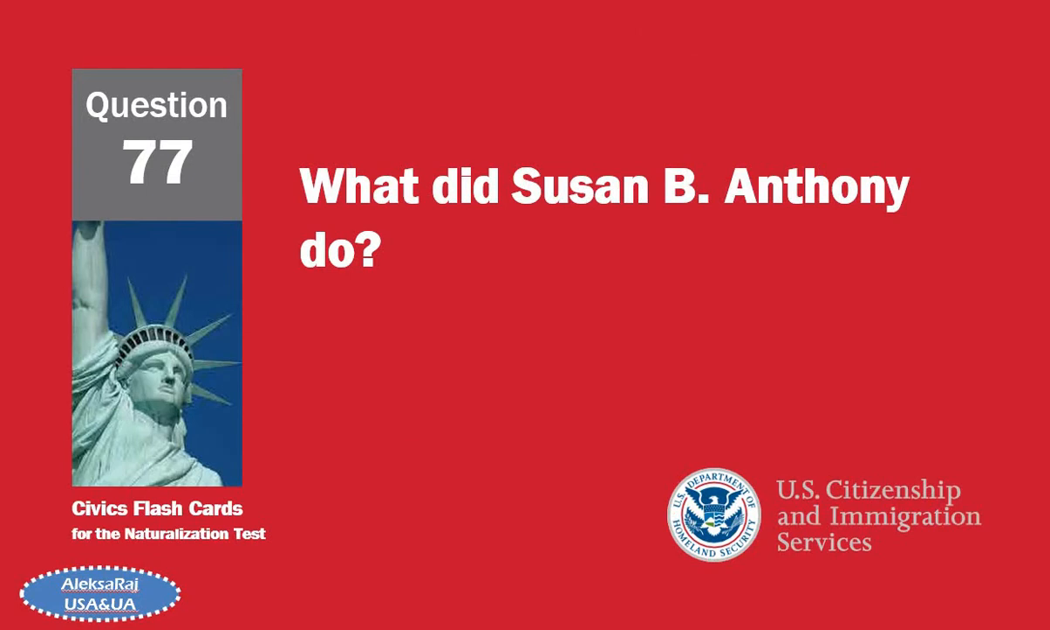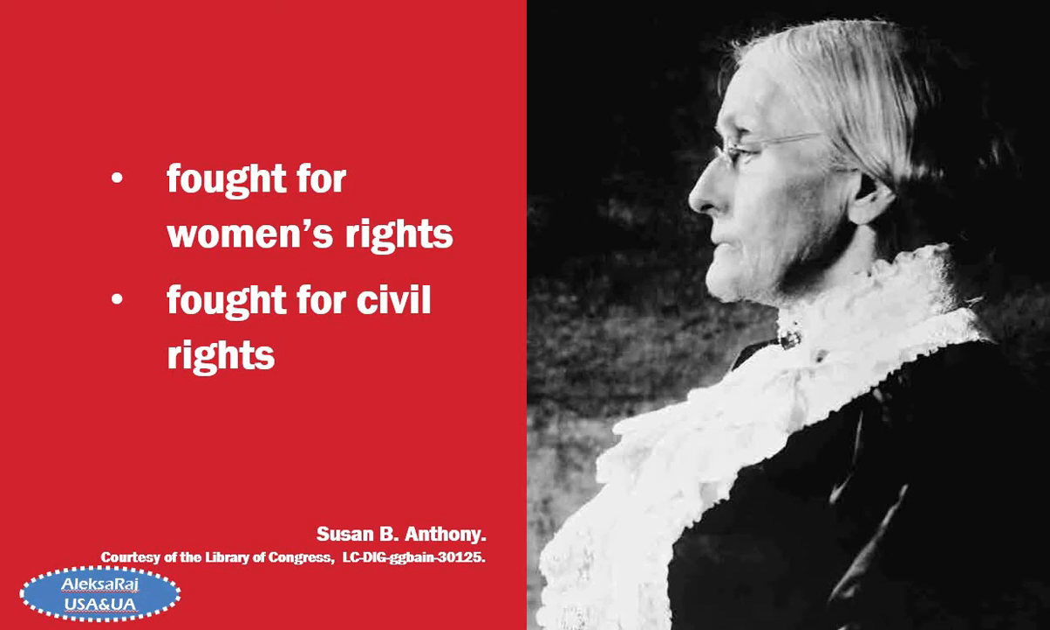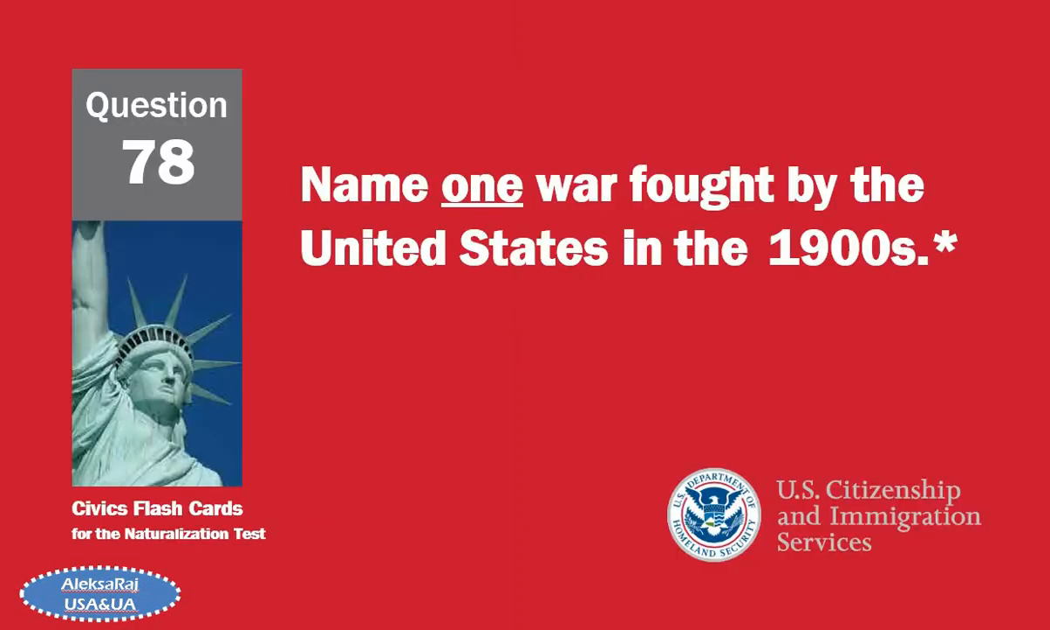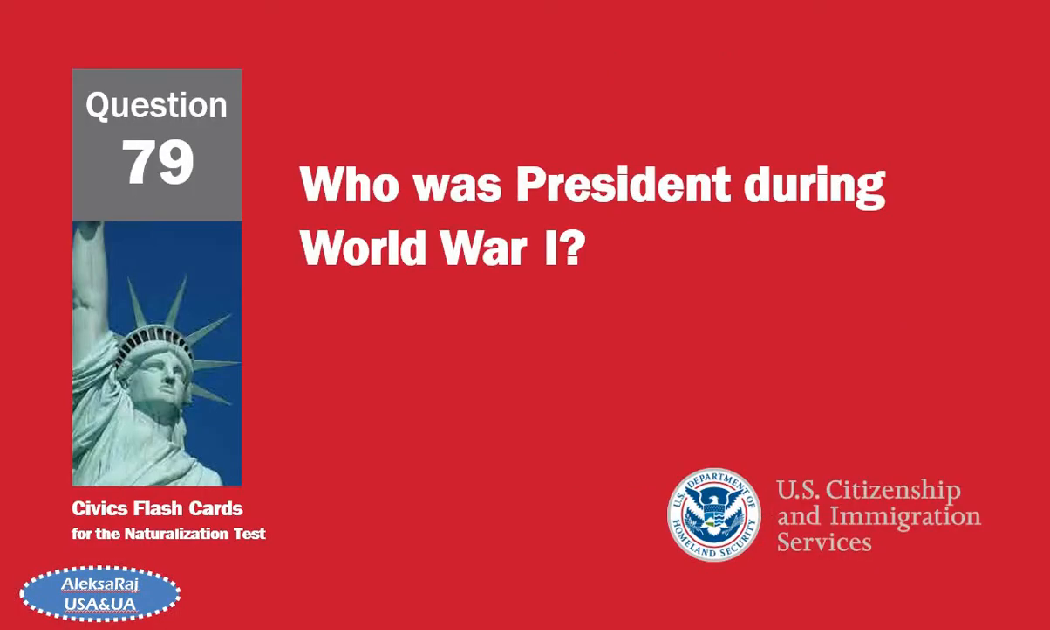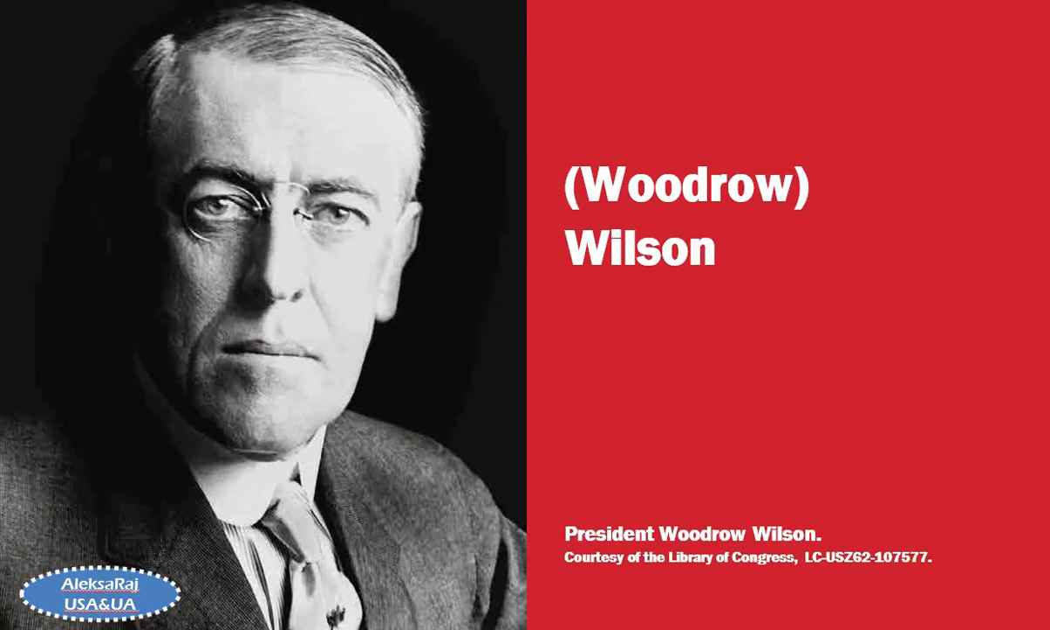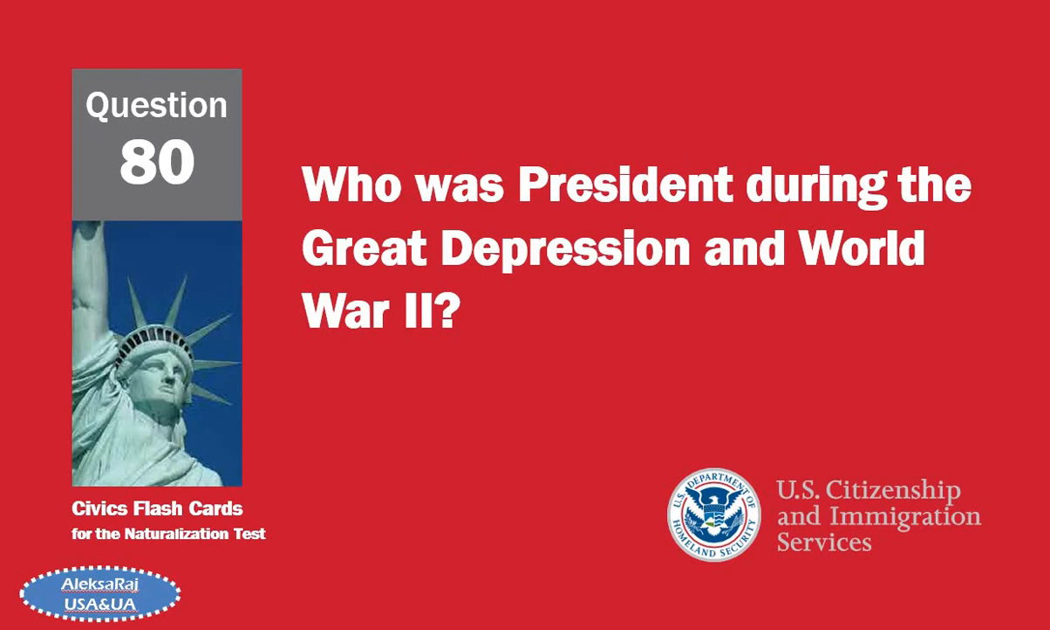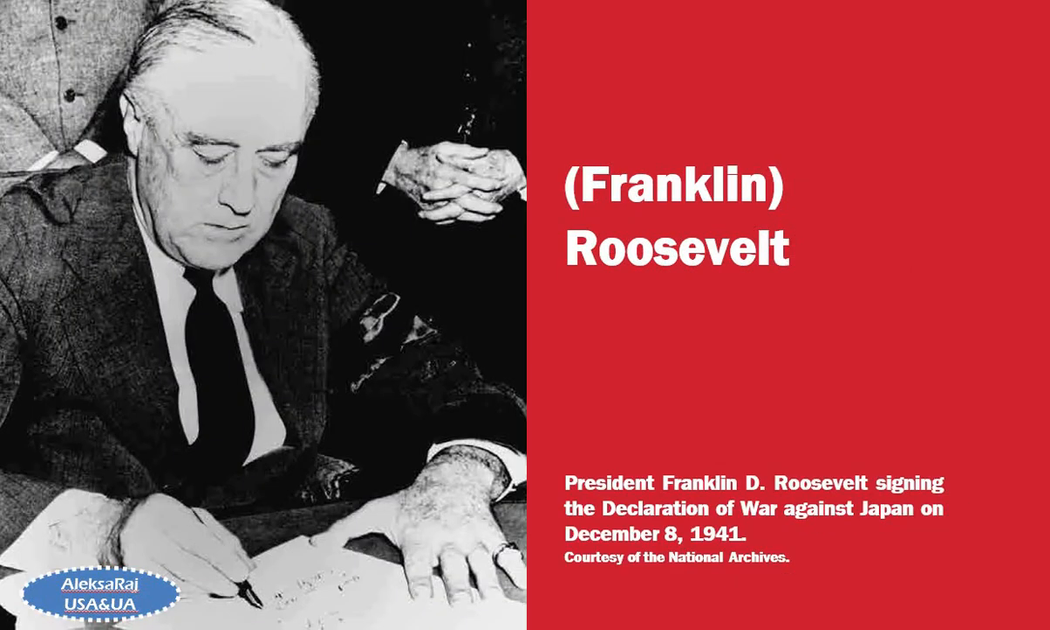What did Susan B. Anthony do? Fought for women's rights, fought for civil rights. Name one war fought by the United States in the 1900s. World War I, World War II, Korean War, Vietnam War, Persian Gulf War. Who was president during World War I? Woodrow Wilson. Who was the president during the Great Depression and World War II? Franklin Roosevelt.